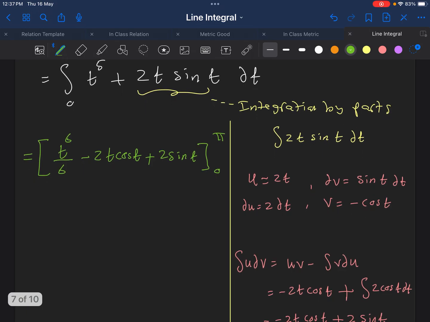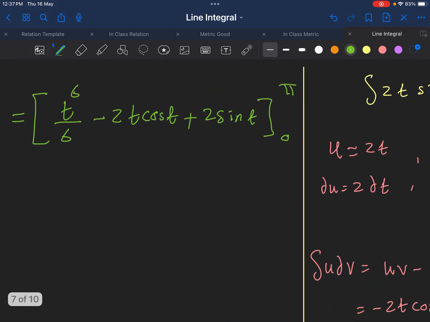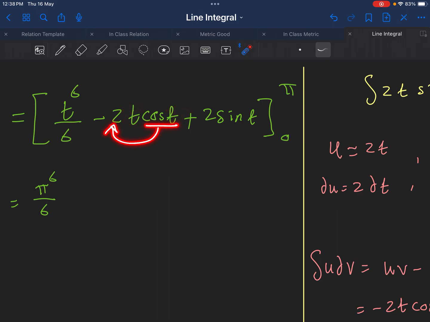One time I will evaluate with pi instead of t, one time I evaluate with 0. Let's see what we get. If we substitute pi, the first term will be pi to the power 6 over 6. If we substitute pi here and pi here, I will get cosine pi. If we multiply it by negative 2, this will be just plus 2 pi. If we substitute pi here, this will be just 0.